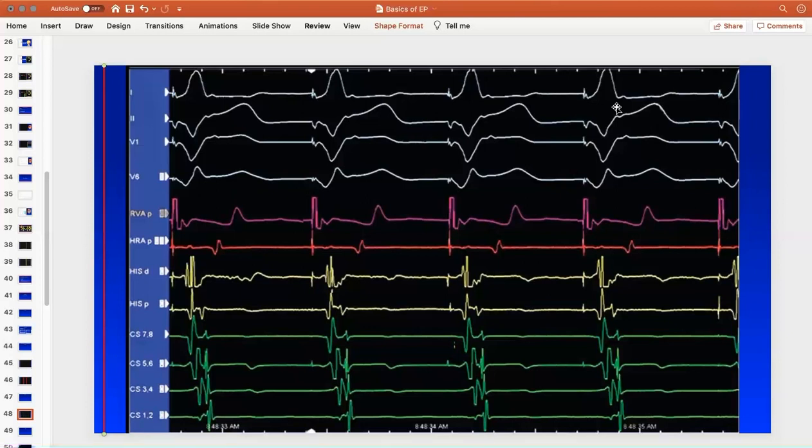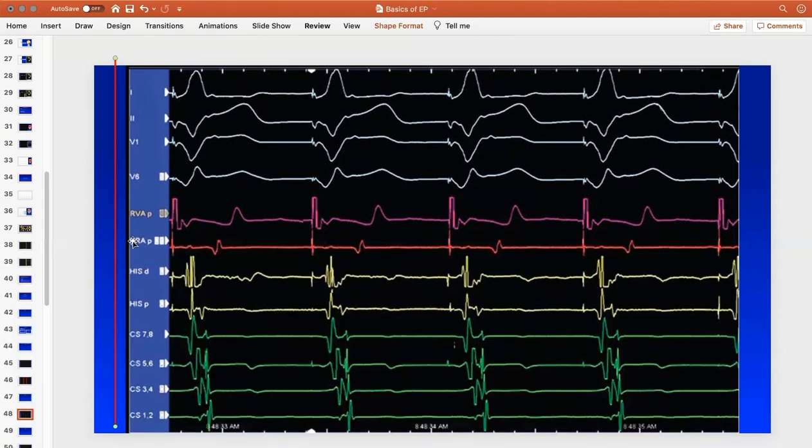It's starting from the HIS, and from the RV the impulse is propagated to the. So let's answer it one by one. I'm walking you through. Are we conducting to the atrium or not? Yes or no? Yes, to the atrium. So we're pacing from the RV. Are the impulses traveling from the ventricle to the atrium? The easiest answer is to look at the HRA signal.